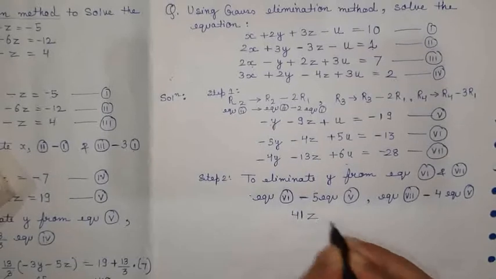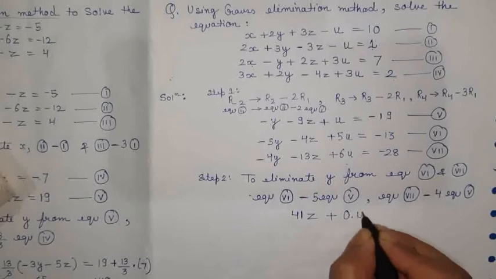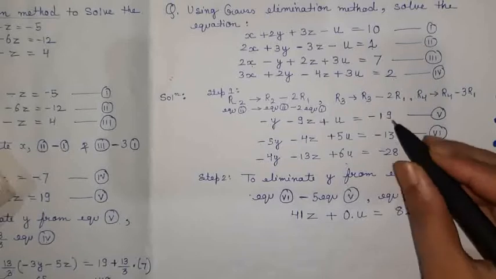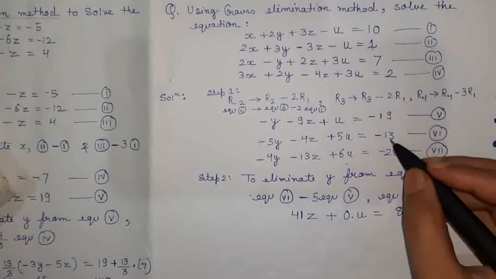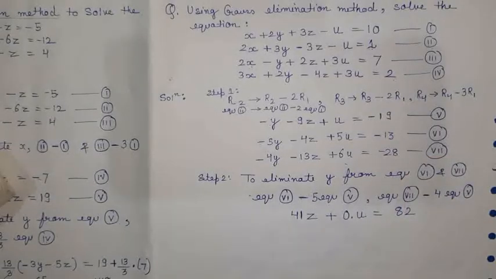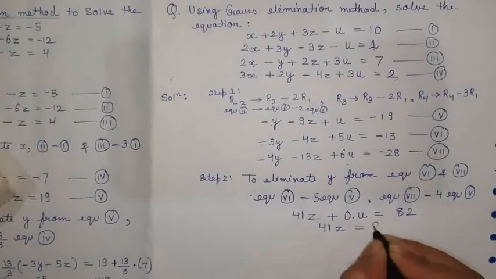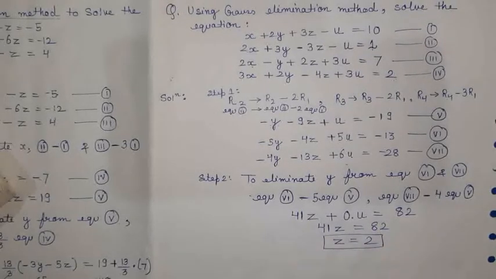It will become 41z, and 5u minus 5u becomes 0u. And here we come up with 82, because 5 times 19 is 95, and from 95 if you subtract 13, it becomes 82. So we have written it like this: 41z equal to 82. So here we have got the value of z as 2. It is very good that with the first calculation only we have got the value of z equal to 2.